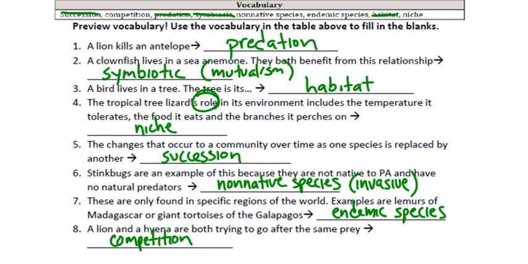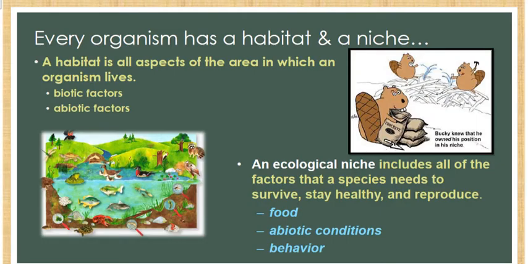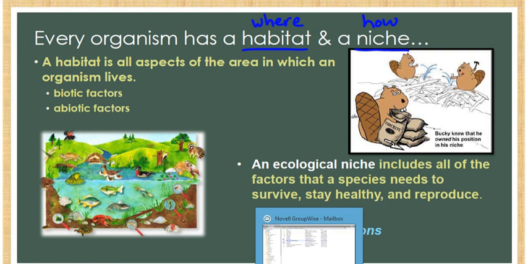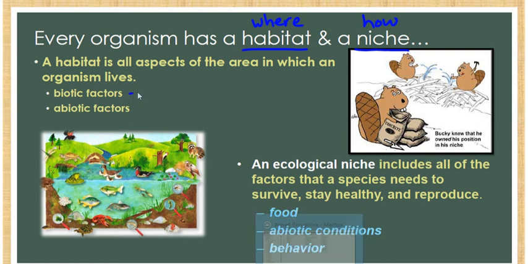So a little glimpse of what we're going to focus on today. Now, every organism has a habitat or a niche. Habitat answers the question where it lives. A niche answers how it lives. What is its role? So a habitat has both living and non-living factors. So it's more of a location. A niche includes all the factors that it needs to survive.